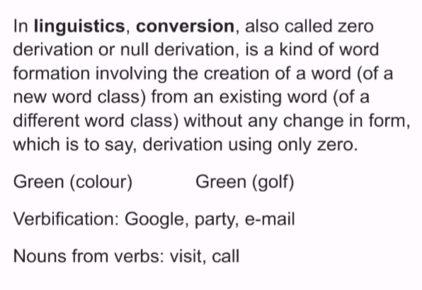Then we've got some nouns that come from things that were originally verbs. For example, visit. I will visit you as a verb, but I received a visit from the doctor or whatever. Call. Originally, call was only a verb, and then technology happened, and then I made a call.